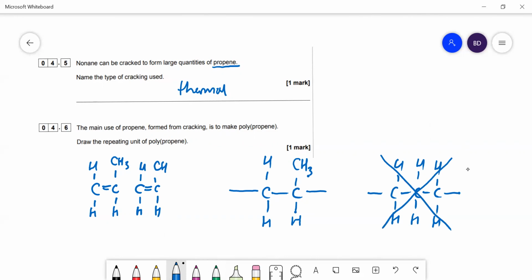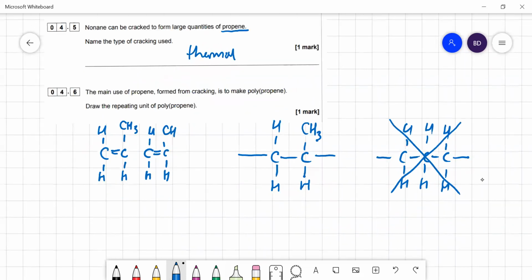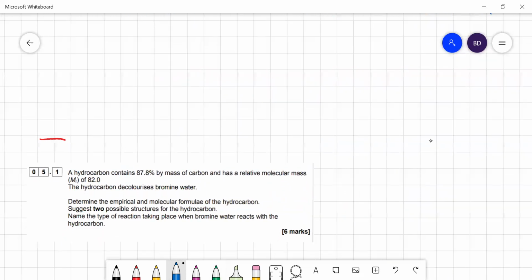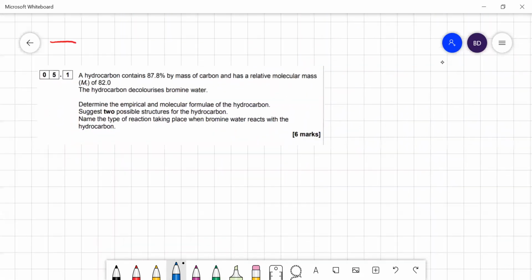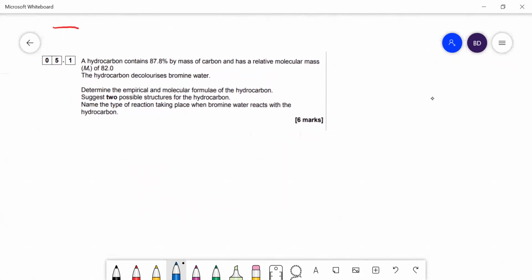Right. Next question. We're on to question 5 now. Right, hydrocarbon, with percentage mass given, determine the empirical and molecular formula of this hydrocarbon. Now hydrocarbon means it contains only carbon and hydrogen. So how are we going to do that? Well, I'd like to say in 100 grams, we would have 87.8 grams of carbon, and the rest, the other percentage, is all hydrogen. So that's going to be 100 minus 87.8, which is 12.2 grams of hydrogen.